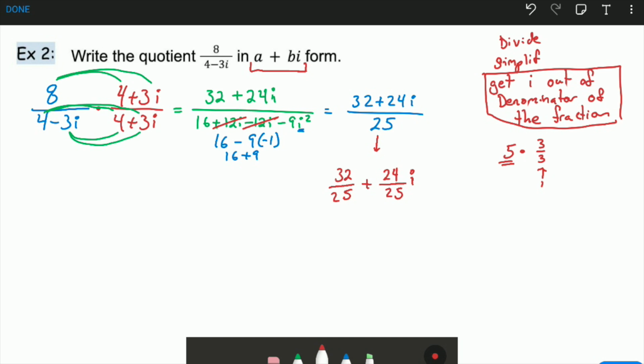You can look up properties with fractions and stuff to see a little bit more in depth with that. But you should try to reduce the fractions if possible. Neither one can reduce here. So this is the answer in a plus bi form.